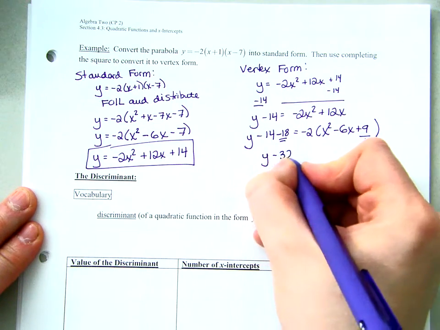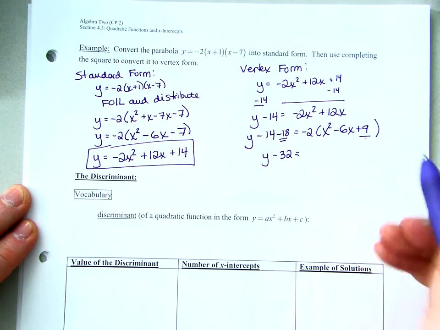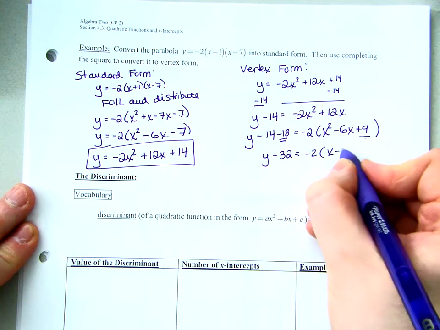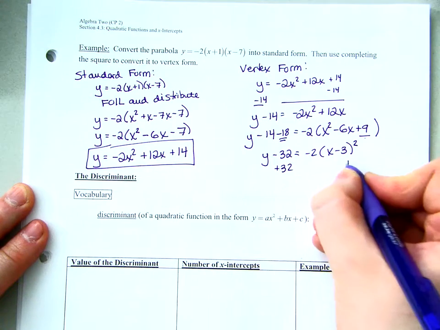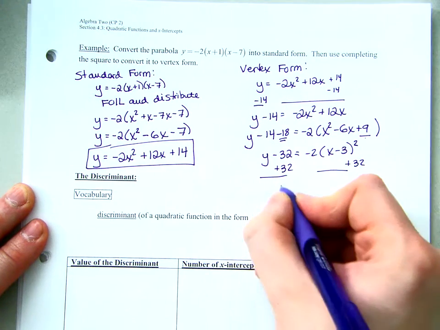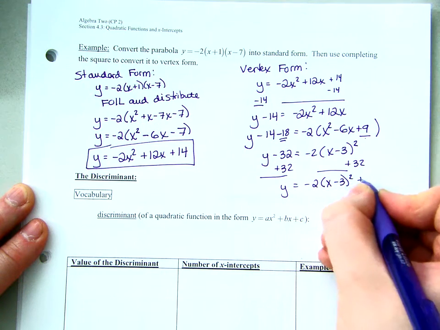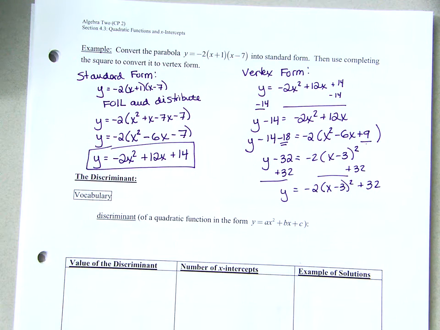So y minus 32 equals, Laura, did you get this side over here? Can you factor it for me? Perfect. X minus 3 squared over there. Then I'm going to do plus 32, y equals -2 times x minus 3 squared plus 32, which is hopefully similar to things you were just doing on the quiz, I hope.